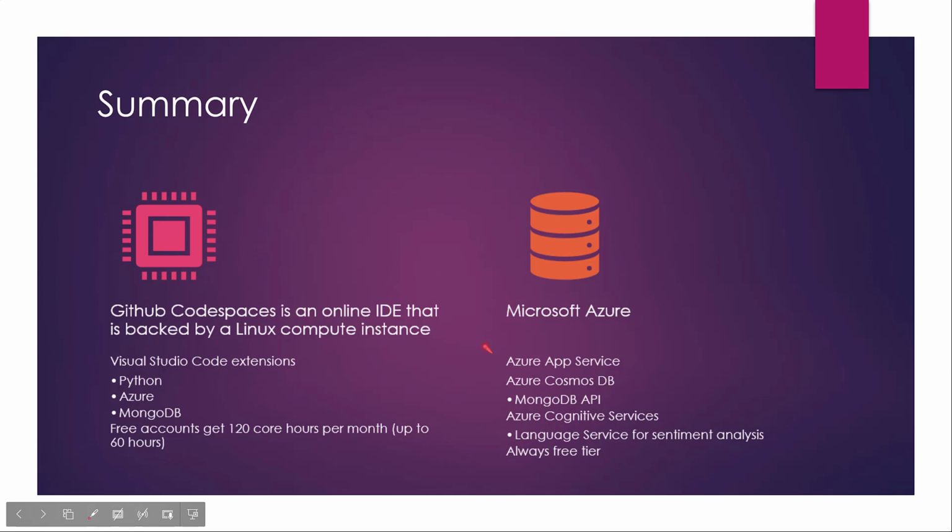Then the other part that we looked at was Microsoft Azure, and we looked at several different services. We looked at the Azure App Service for hosting our application. We looked at Cosmos DB for a database. Remember that Cosmos DB supports a number of different APIs, including the MongoDB API. So while we were developing against a MongoDB server in a container on the code space, we were able to change to Cosmos DB on Azure using the MongoDB API, just by changing a connection string. And all the rest of the code using PyMongo was the same.